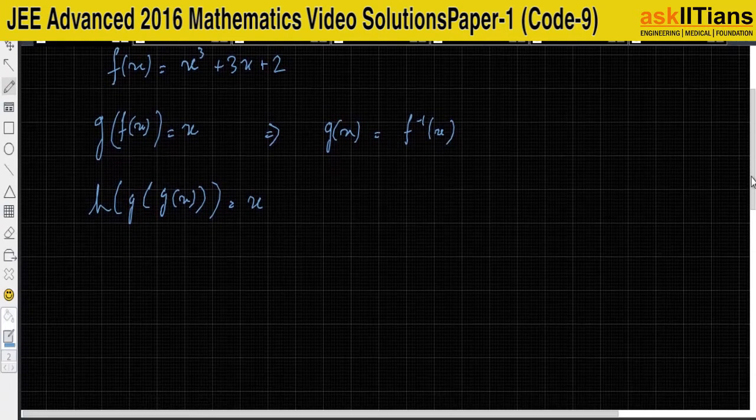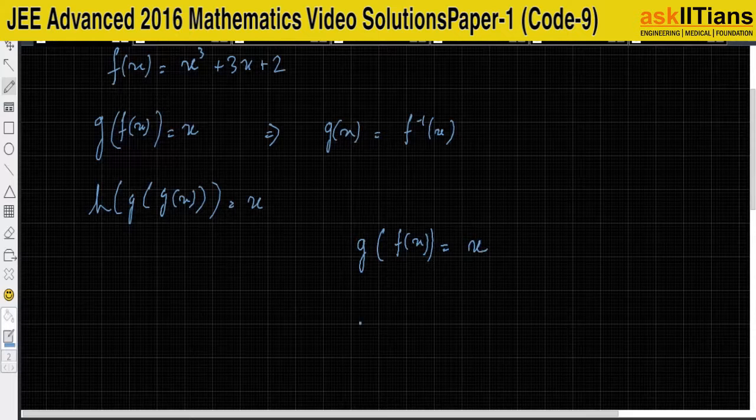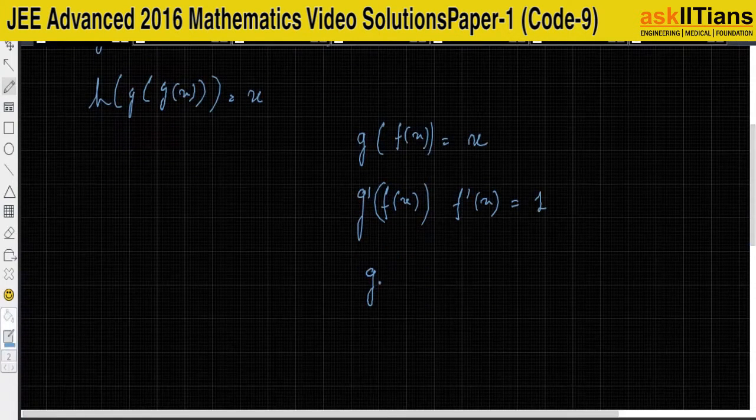Alright, so we'll start with the first option. It's already given that g of f(x) is equal to x. Now let's differentiate this. If I differentiate, I get g dash f(x) multiplied by f dash x, chain rule, and this will be equal to 1. So from here I can say that g dash f(x) will be equal to nothing but 1 by f dash x.